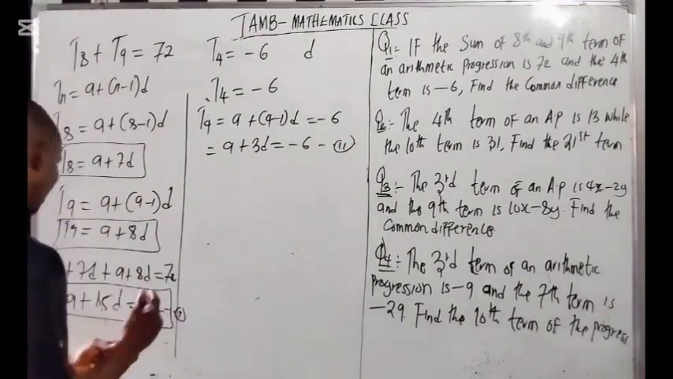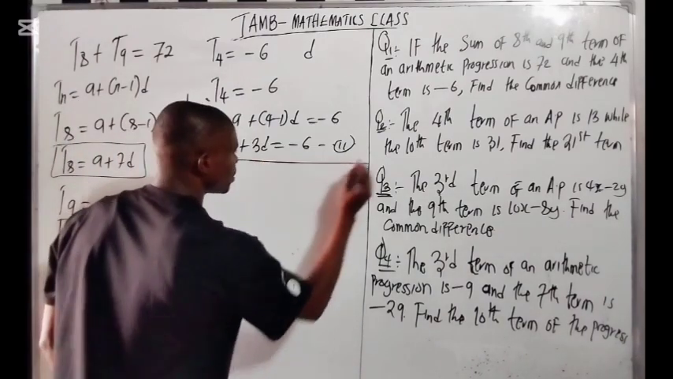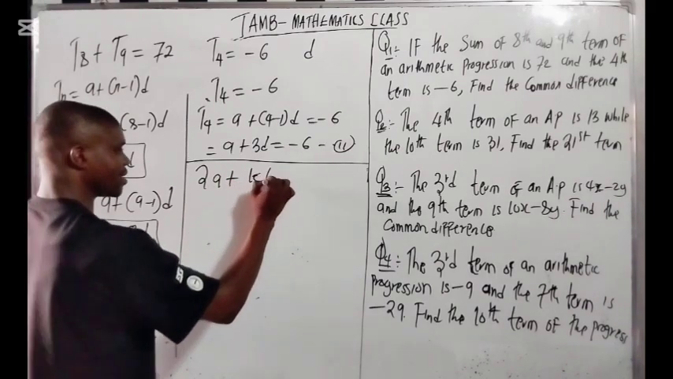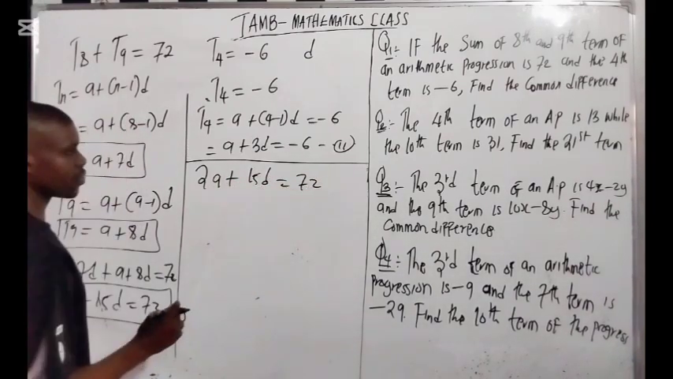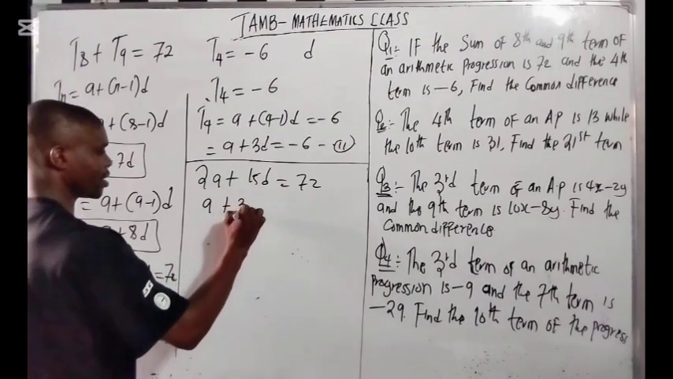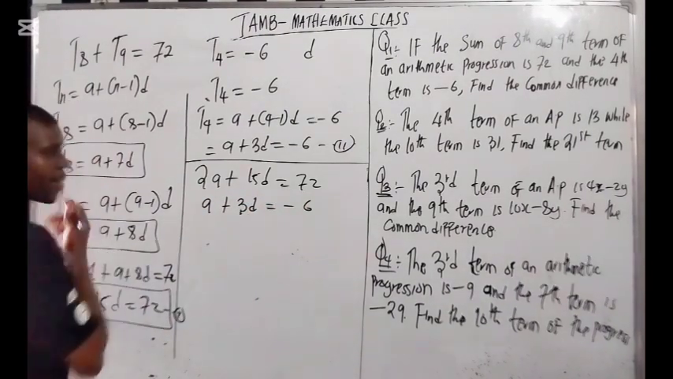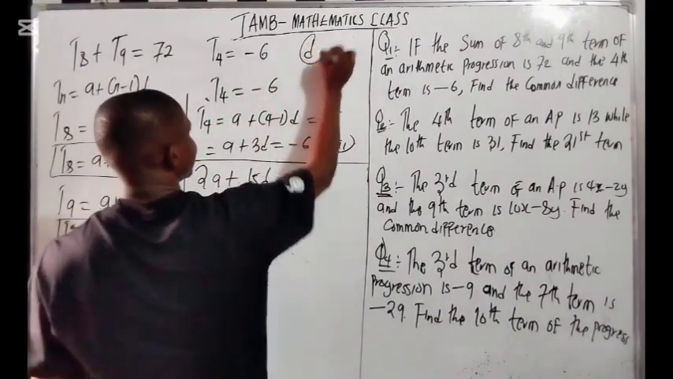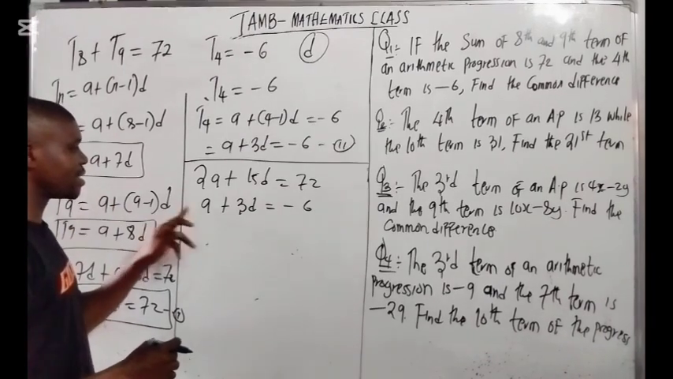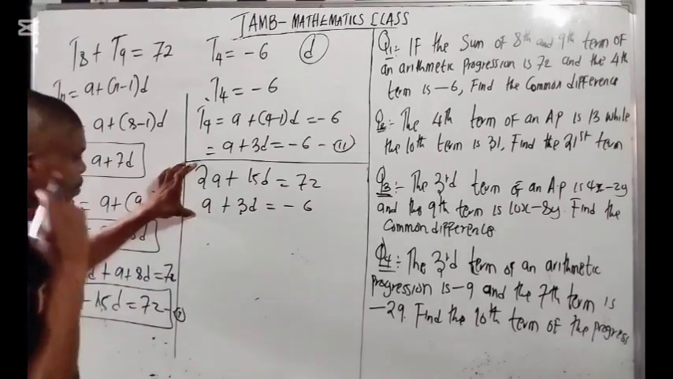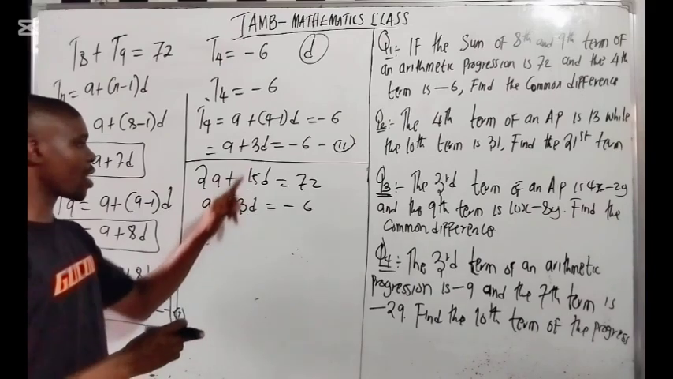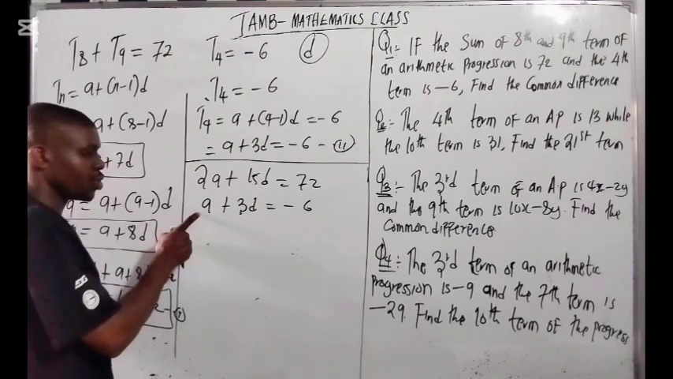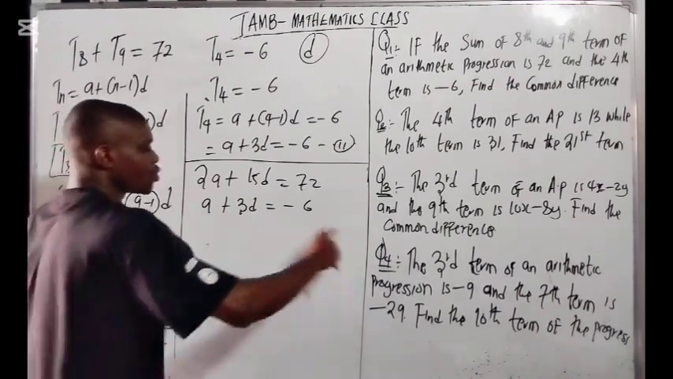Now I'm going to solve the simultaneous equations, so I'll bring the two of them together. 2a plus 15d equals 72, and a plus 3d equals minus 6. Now remember, we have to use the elimination method. We will find the common difference, so we look for a way to eliminate a. Once we eliminate a, we can find d. The first equation already has 2a, so I'll make the second one 2a as well, by multiplying the whole of it by 2.